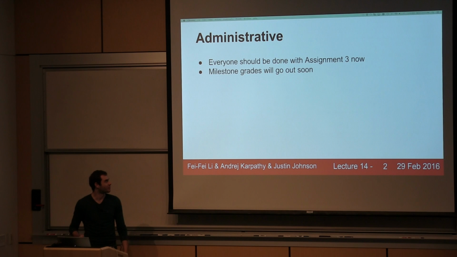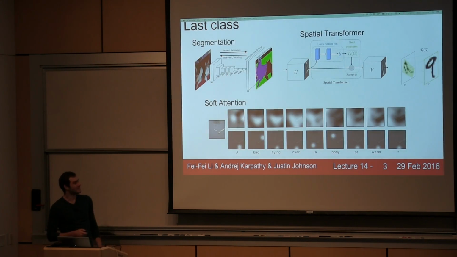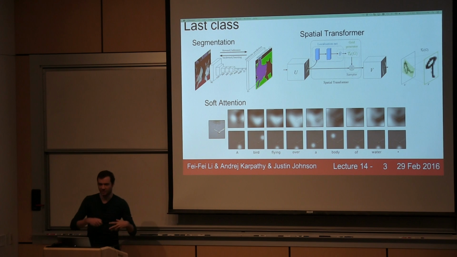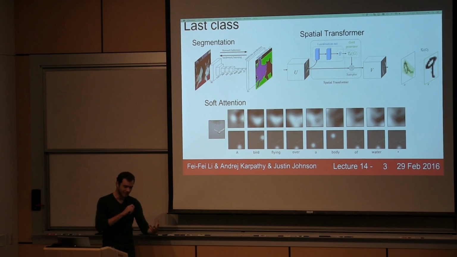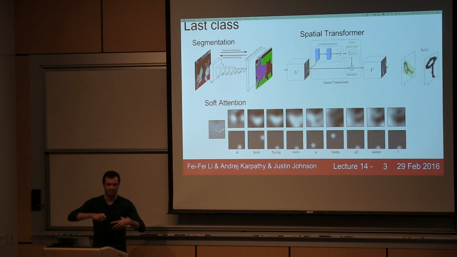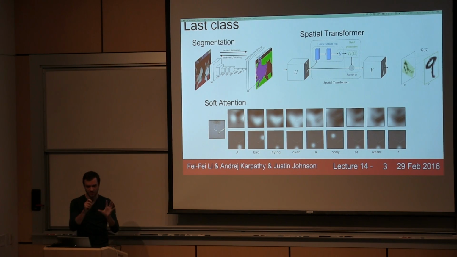Okay, so in terms of reminding you where we are in the class, last class we looked very briefly at segmentation. We looked at some soft attention models. Soft attention models are a way for selectively paying attention to different parts of the image as you're processing it with something like a recurrent neural network. So it allows you to selectively pay attention to some parts of the scene and enhance those features.